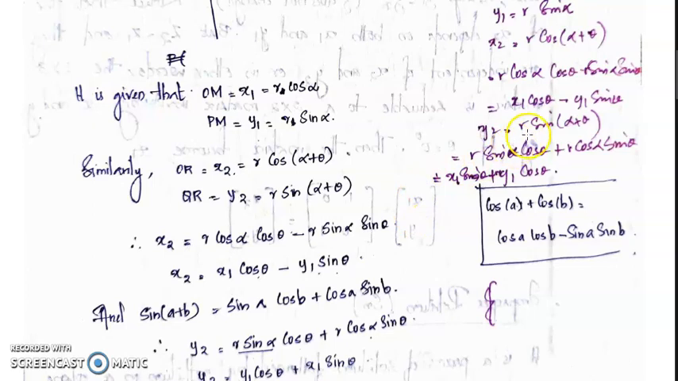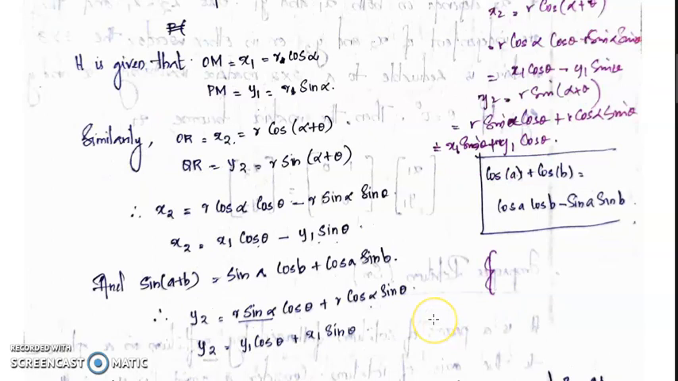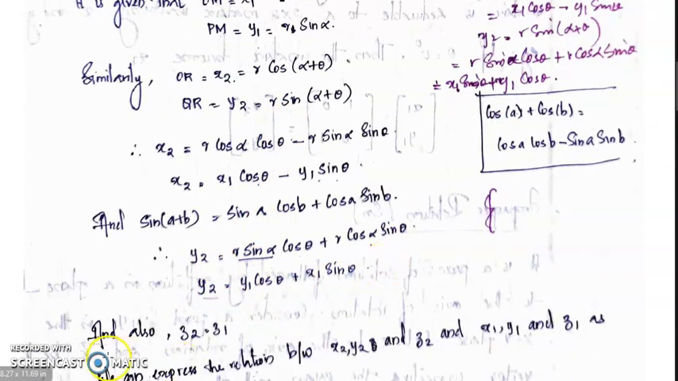Similarly, sin of A plus B is equal to sin A cos B plus cos A sin B. So y2 we can write as r sin alpha cos theta plus r cos alpha sin theta. And we know that r sin alpha is equal to y1 and r cos alpha is equal to x1. Therefore, the equation is y2 is equal to y1 cos theta plus x1 sin theta. And also we know that z2 is equal to z1.